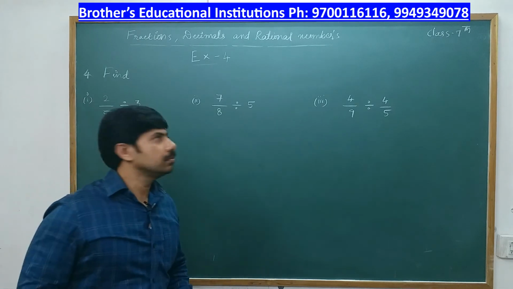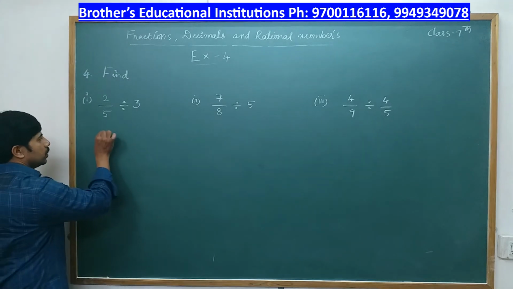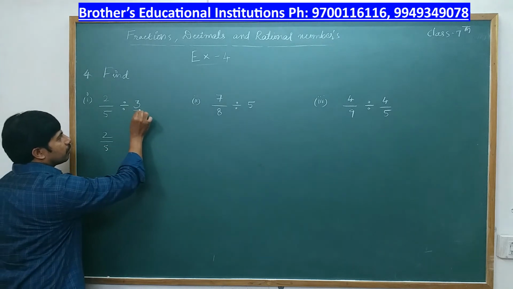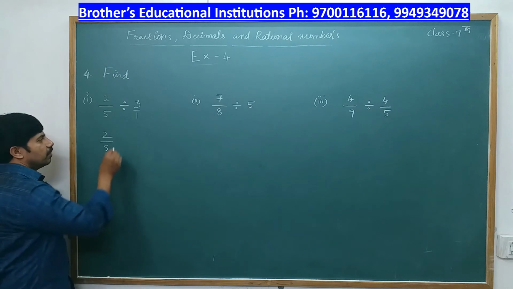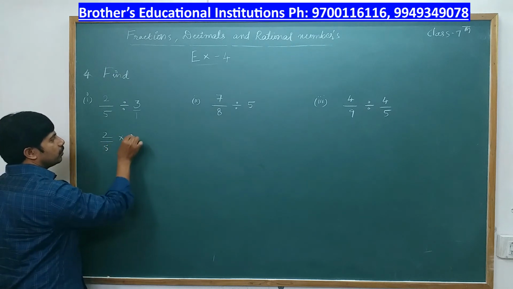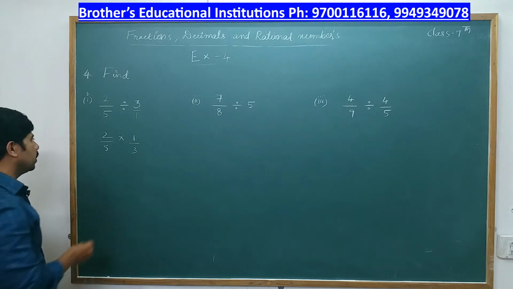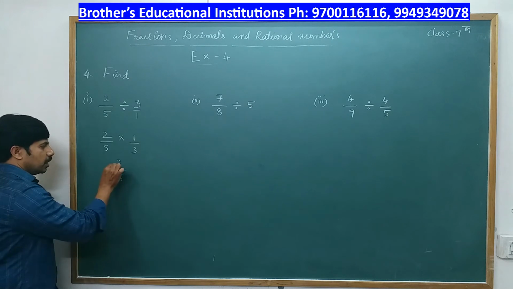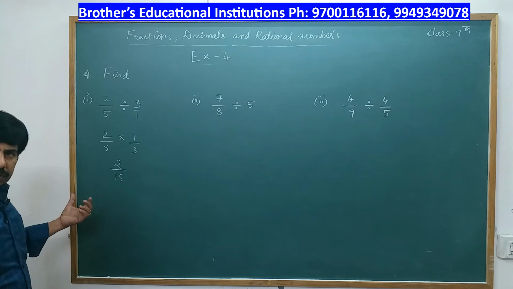So next problem, 2 by 5 divided by 3. What we do is 2 by 5. Here we have 3, so the denominator of 3 is assumed as 1, we have 3 by 1. When we convert division into product, you have to take the reciprocal of 3 by 1, that is 1 by 3. So we get 2 by 15. As the denominator is greater than the numerator, the answer is 2 by 15.